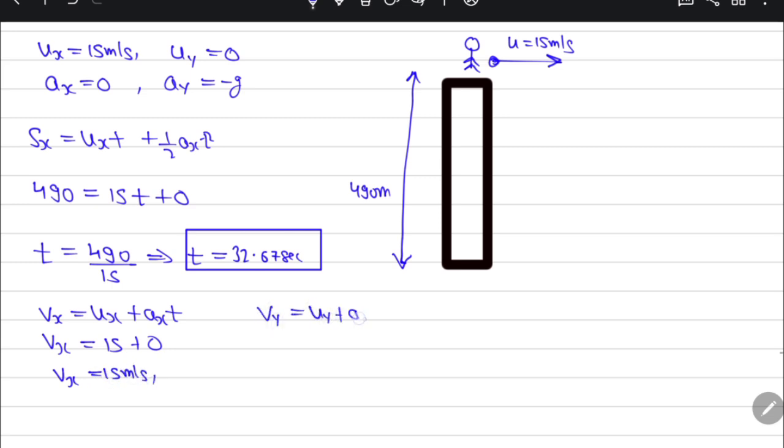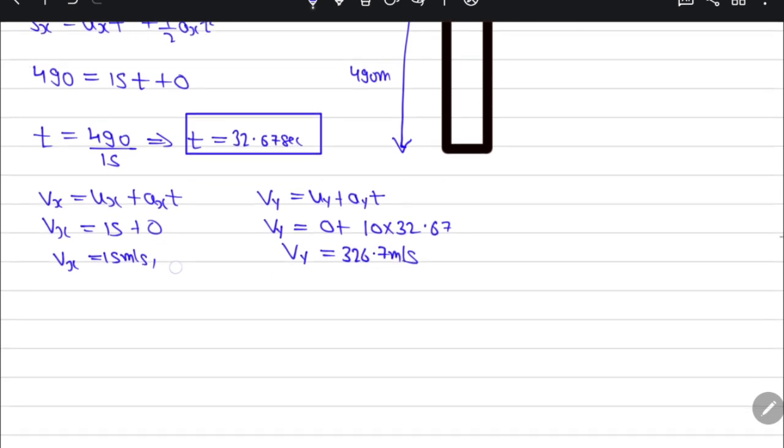Next, find the velocity in y direction: Vy is equal to u y plus a y t. In y direction there is no initial velocity, acceleration in y direction is 10, and time is 32.67. So this comes out to be 32.67 into 10, which is 326.7 meter per second.